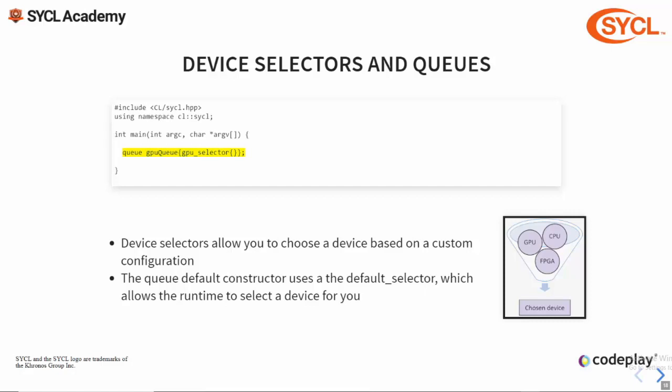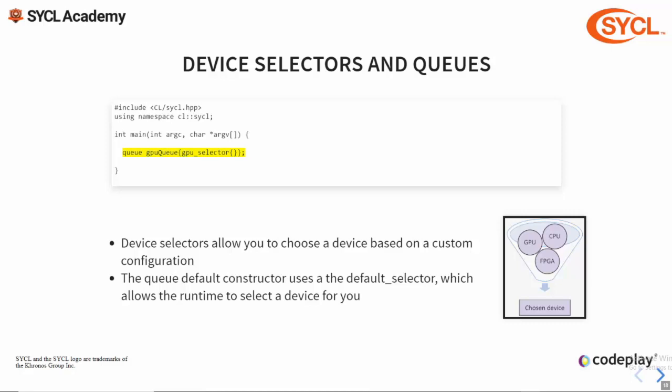work to. One of the simplest ways to do this is to construct a queue object, initializing it with a device selector. A device selector is a function object which describes a heuristic for scoring devices. When you pass a device selector to the queue constructor, it will look at all the devices available in the system, score them all according to this heuristic, and choose the one with the highest score.